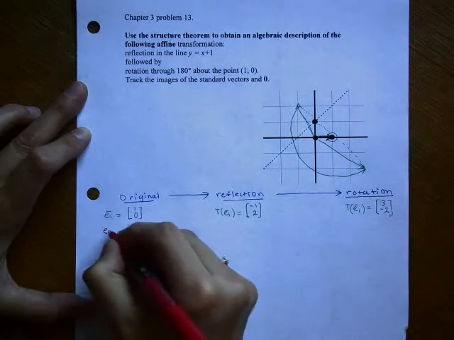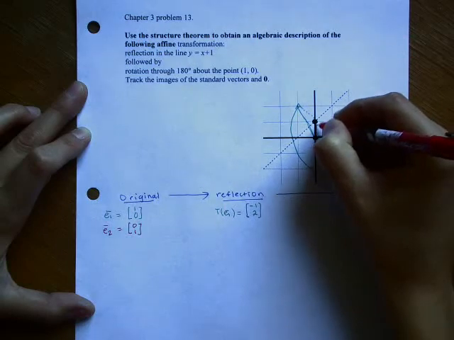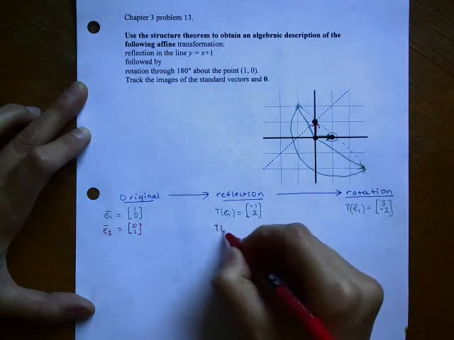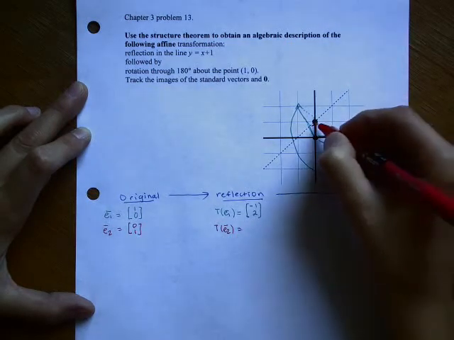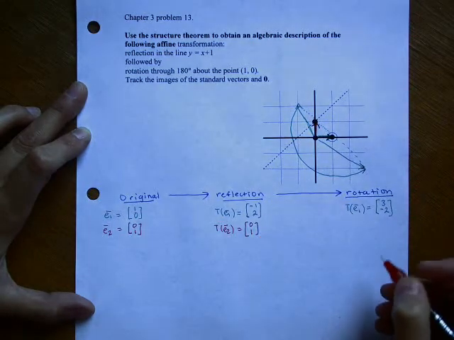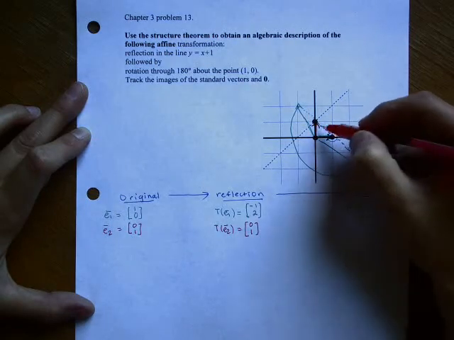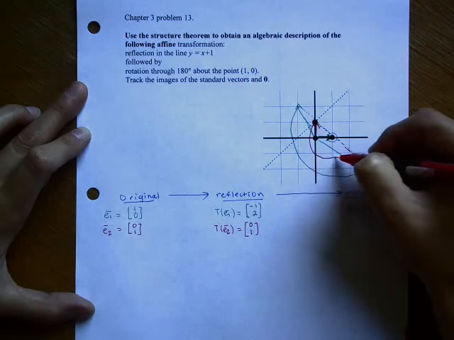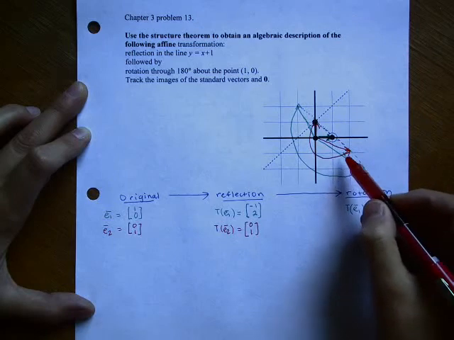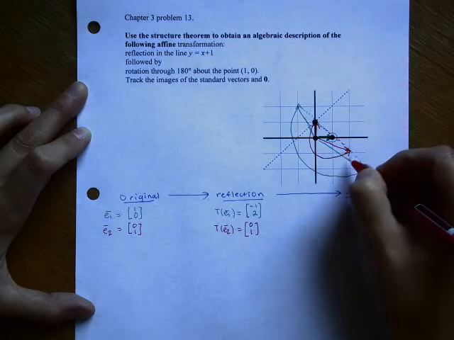Now let's track our e2 vector, which starts out at 0, 1. So our e2 vector starts out there. And now for the reflection, our e2 vector doesn't actually change because it's right on the line, so it stays at 0, 1. Now for the rotation, we're going to rotate 180 degrees around this point. So we end up with a vector there. Our transformed e2 vector is equal to 2, -1.